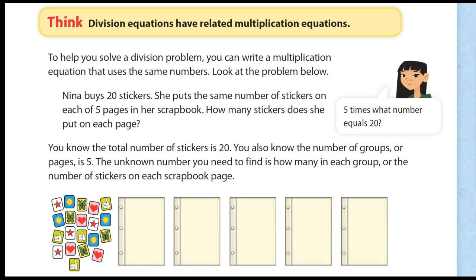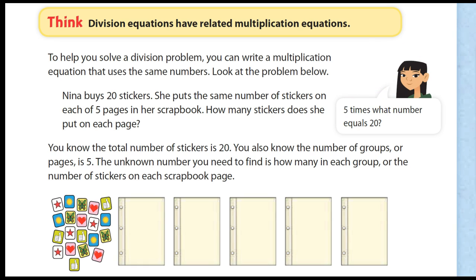So here's another example that they give you. It says division equations have related multiplication equations, just like I showed you. So for example, if we had 15 divided by 3 equals 5, the related multiplication equation, anybody want to take a guess at that? It would be 3 times 5 or 5 times 3 equals 15. Those would be the related multiplication equations.